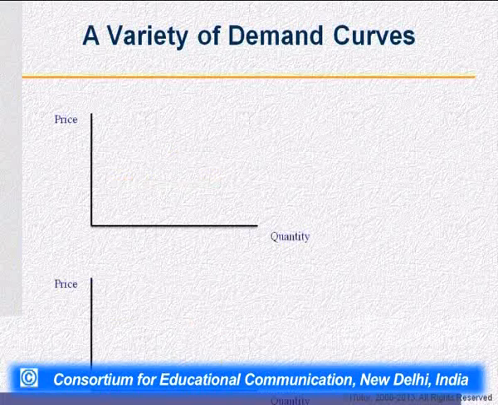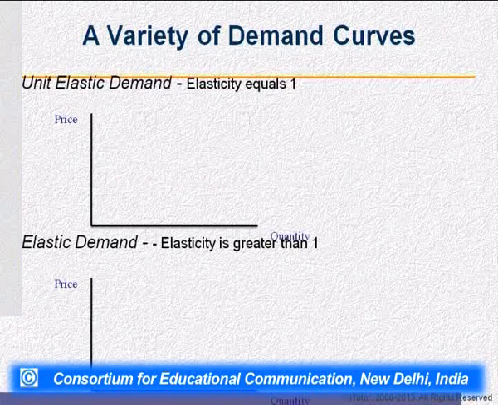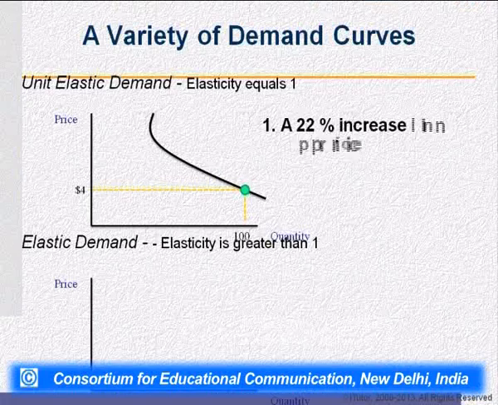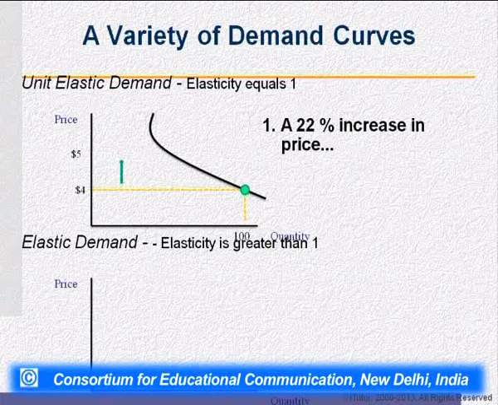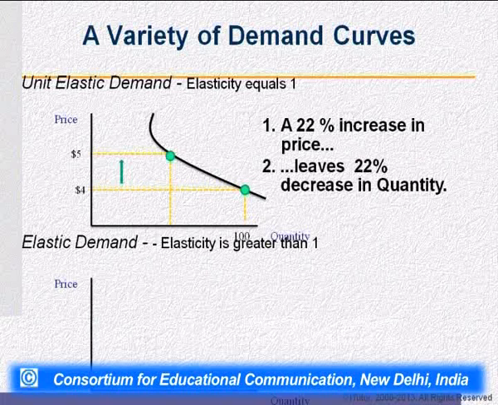Now if you look at another demand curve, unit elastic demand, elasticity equal to 1. In this scenario, when the price is hiked by, suppose, 10 rupees, the demand changes at the same proportional rate as the price increase. In the graph, suppose a 22% increase in price leads to a 22% decrease in quantity. As much as the price rose, the demand fell by the same amount. So elasticity is equal to 1.